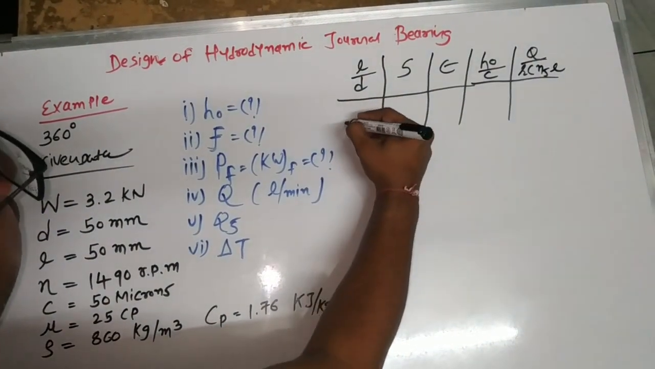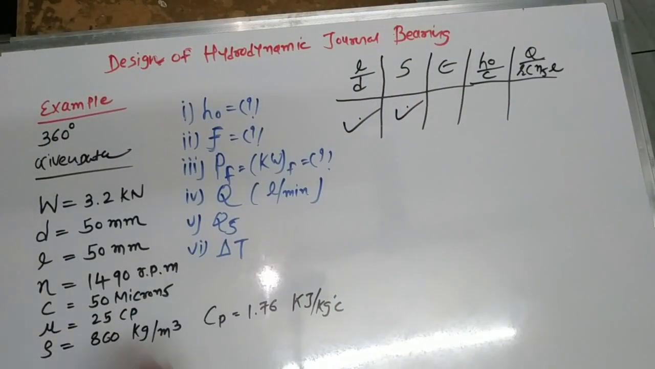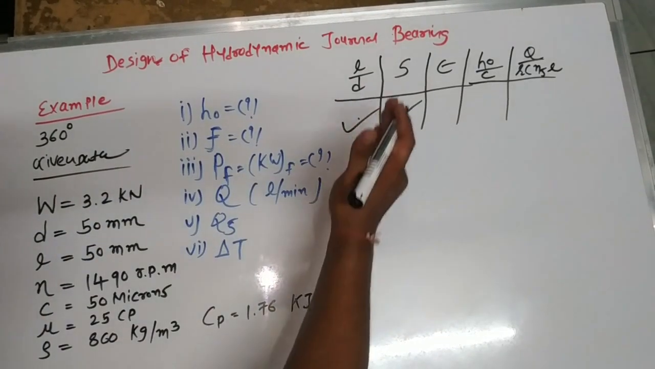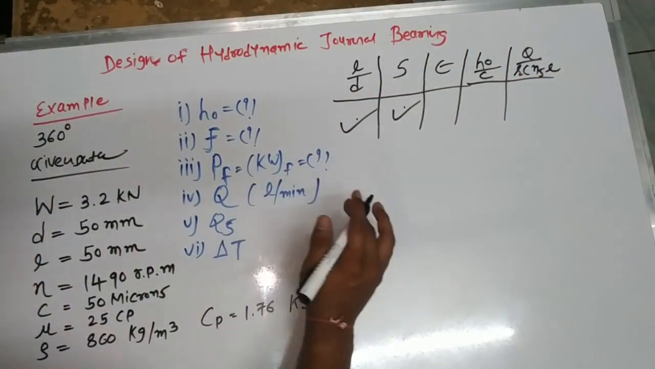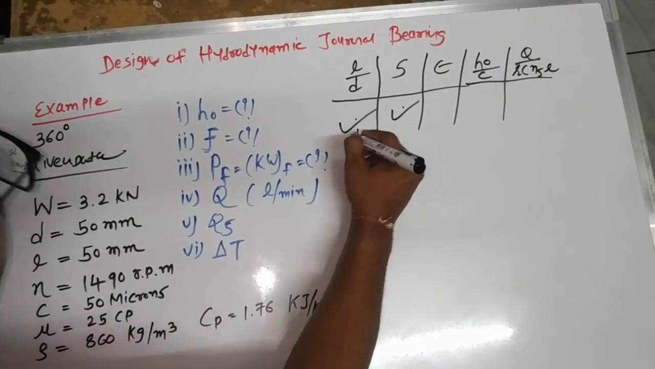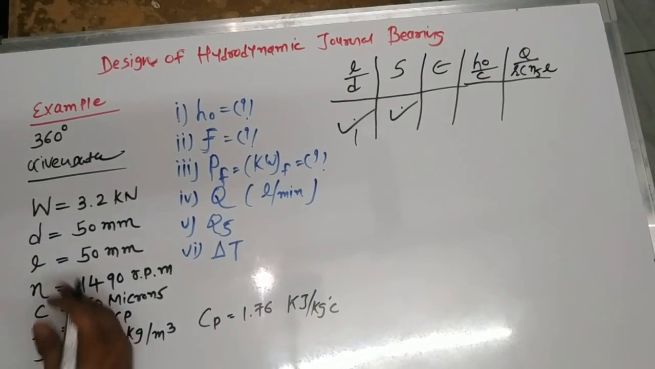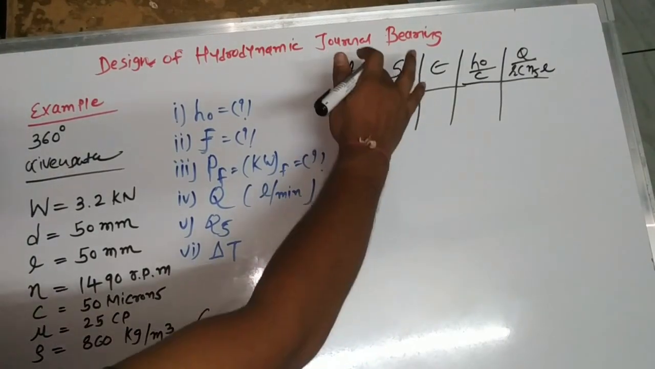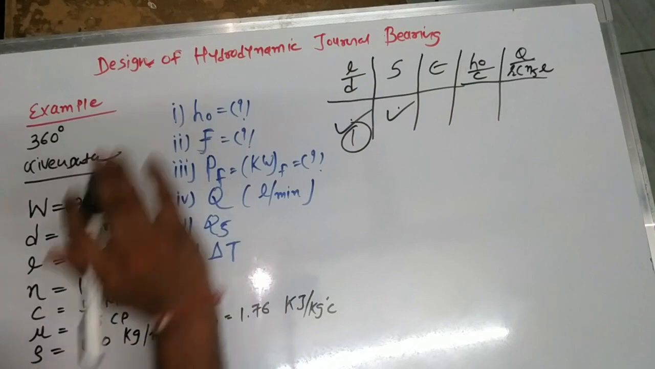So if we have two parameters, because the L by D ratio will differ, that may be infinite, that may be 1, that may be 1.5, and from that L by D ratio we have to find one dimensionless parameter. Suppose here we have L as 50 mm and D also 50 mm, so L by D ratio will become 1, right? So for L by D ratio equal to 1, what are the other parameters that we can find out?